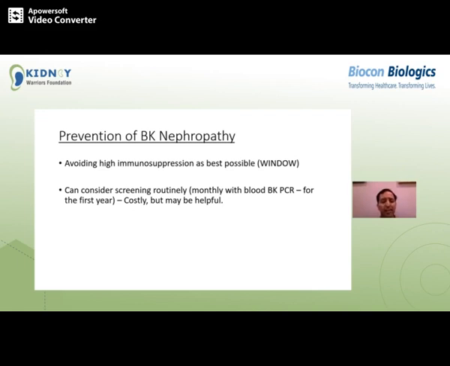And then something that can also be considered is to screen routinely, which would be to do monthly blood BK PCR for the first year or for the first few months. This is something that is done in some transplant centers in the West, but is not routinely done in India, and predominantly that is due to cost. So if that is something that we suspect that this person is at a high risk, or a person is keen on looking and evaluating for BK, that is something that can be considered on a case-by-case or an individual basis, and would reduce the risk for BK in the future.